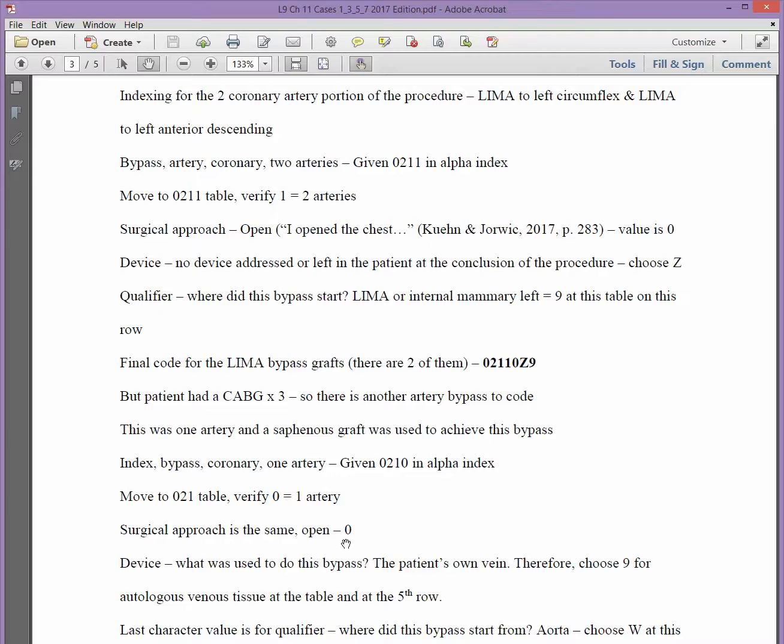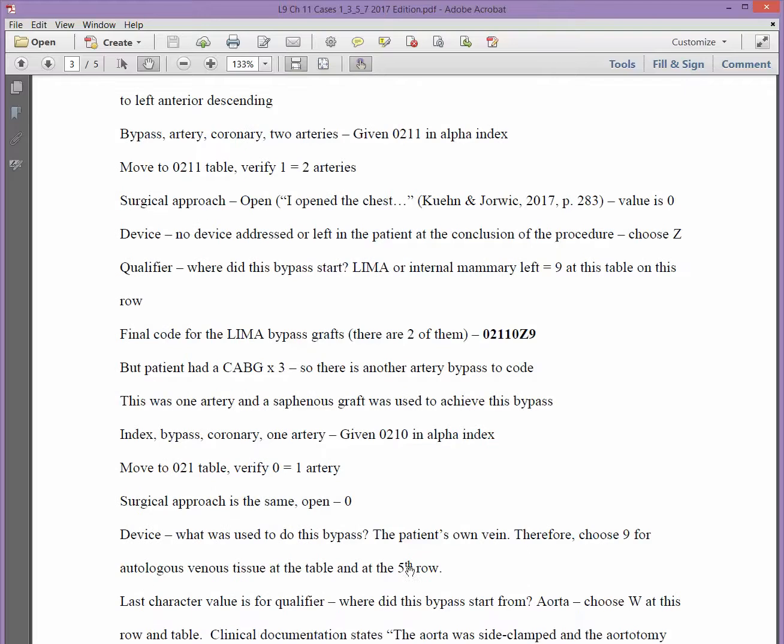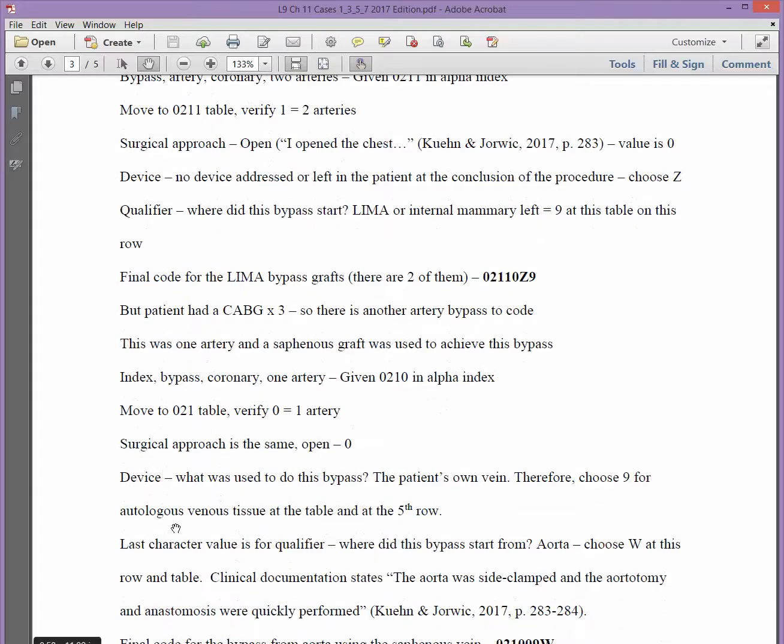Surgical approach is still open. Device. Was there a device used? They considered the vein to be a device because it was moved from the leg up to the patient's heart. Therefore, you're going to choose 9 for autologous venous tissue. This is the patient's own. Auto means self. The patient is donating to themselves. They're taking the vein from the patient's leg and moving it to the heart.